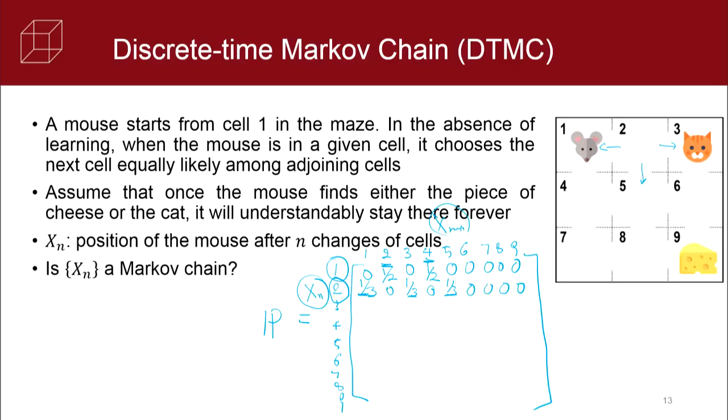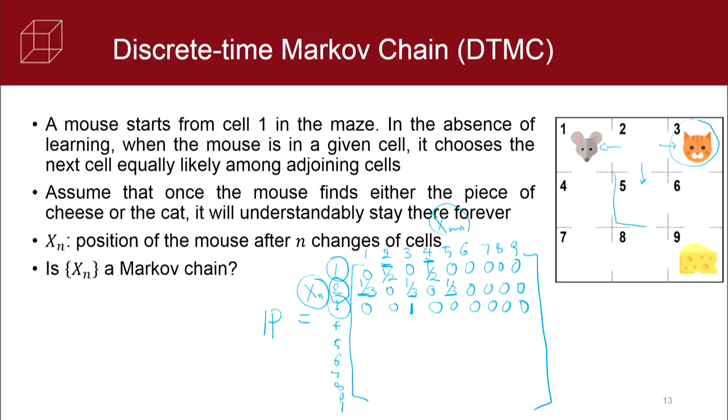Suppose that the mouse is in cell 3. Based on the assumptions, the mouse stays in the cell forever. So the mouse is currently in cell 3, and he will remain in cell 3 forever, right? So that is like this, and so on, right?